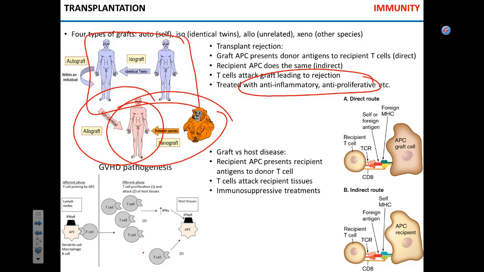Immunity. So white blood cells that came from somebody else, they get into the bloodstream and lymphatic system and they think, holy crap, we're surrounded by foreign antigens. Let's kill them. This is called graft versus host disease.